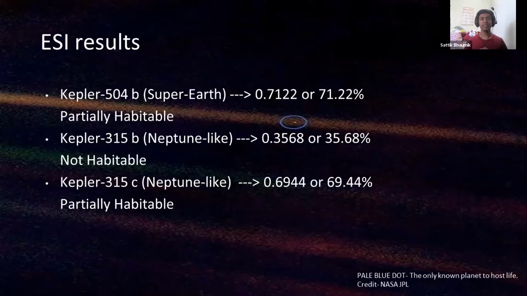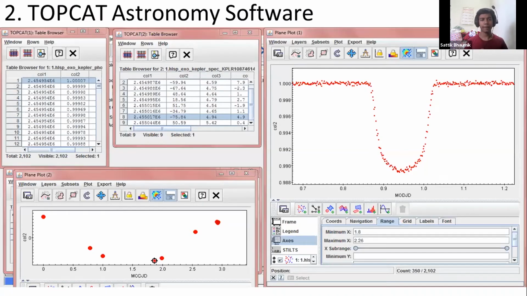Now, let's say that the students don't have the time to learn Python and make their own code. What they can do is use a software called TopCat astronomy software, where they just need to download the transit photometry data and the radial velocity data from the MAST portal or the data archive databases. And using that, they can calculate the orbital period and the F minimum value using the folded light curve, and from radial velocity, the Vmax value. Then they have the values, they can eventually calculate the ESI.